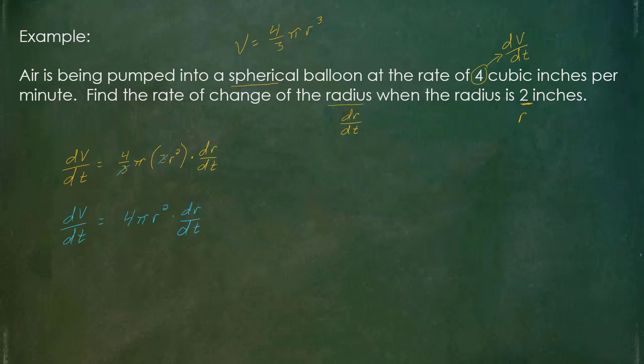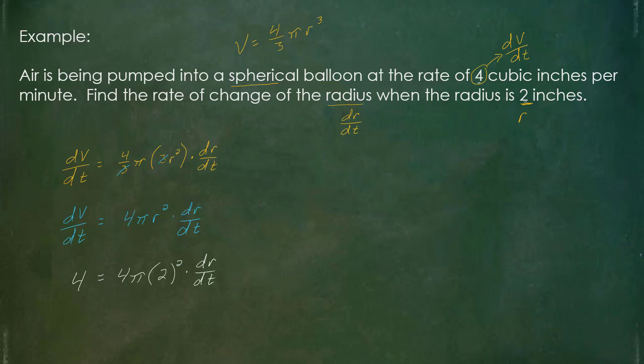So at this point, I should be able to now plug in the values that they gave us. It did say that dV/dt was 4, so I can put 4 where dV/dt is, equals 4 pi times r squared. Well, it said that the radius we're going to deal with is 2, so it'd be 2 squared, then times dr/dt. Well, that's the thing I'm trying to solve for, so that's my unknown.